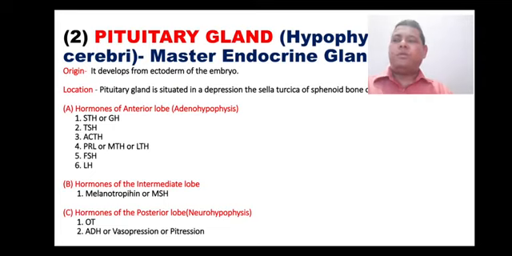Number 5, gonadotropin hormones, which are as follows: A. FSH, follicle stimulating hormone. It stimulates growth of ovarian follicles and their secretion of estrogens in the female, and spermatogenesis, formation of sperm, in the male.